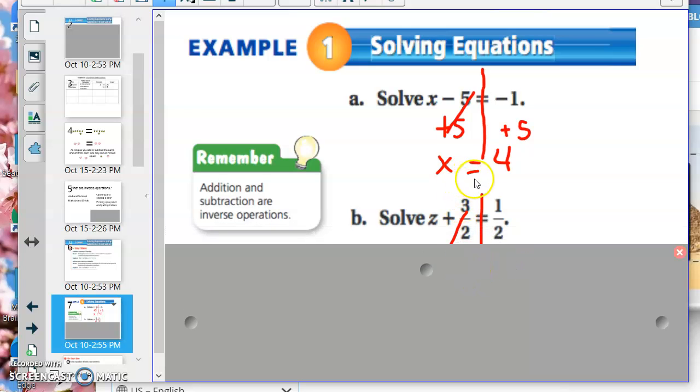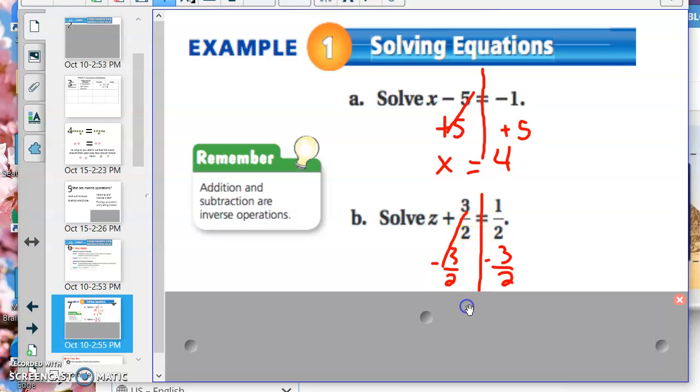Next example, again, I drew the line down the equal sign, and I go to the side with the letter on it, and I say I'm adding 3 over 2. Well, the inverse of adding 3 over 2 would be to subtract 3 over 2, but of course I have to do that to both sides. Now these are inverse operations of each other, so they cancel, just leaving me with z.